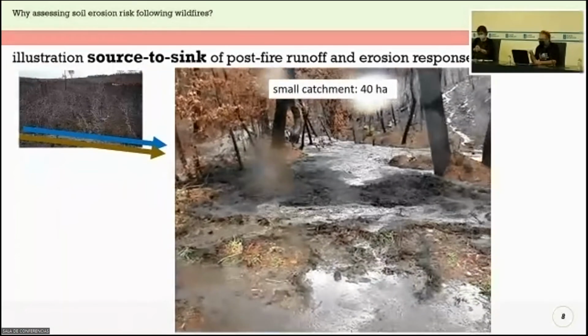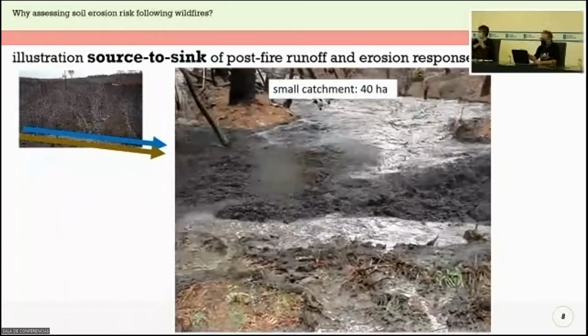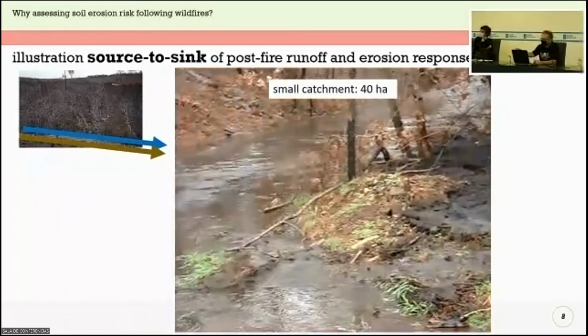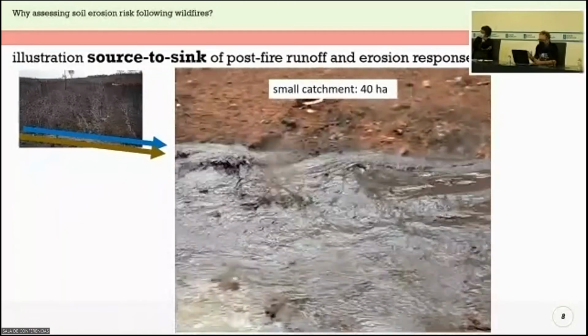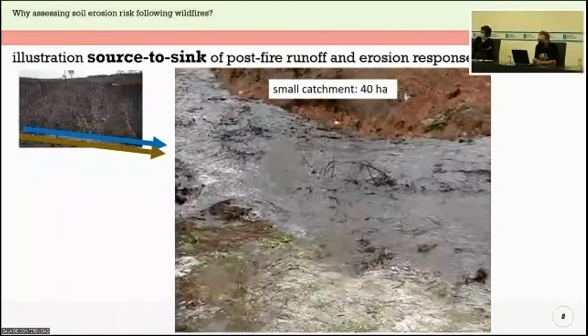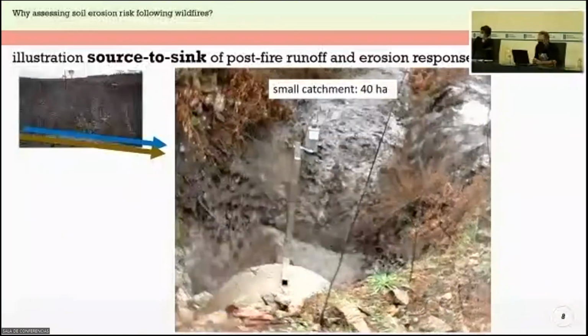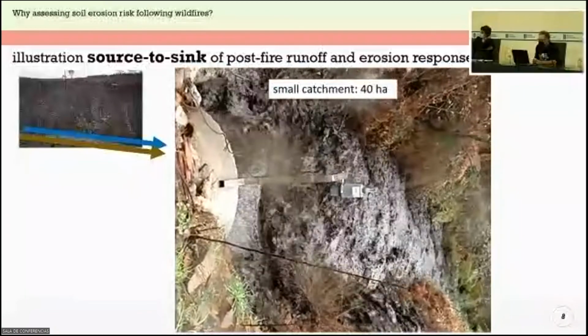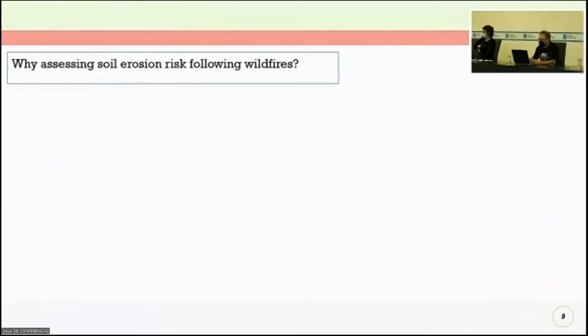So just for you to be aware that this is also a very small catchment, 40 hectares, and you can see the amount of ashes and charcoal which are being transported out of the area. And it goes on the road. We actually had to remove our car. It was on the forest road. This was the second rainfall event after the fire. And you get such a very violent response, which of course is not only risky in terms of flood risk, but also transports and exports nutrients and so forth.